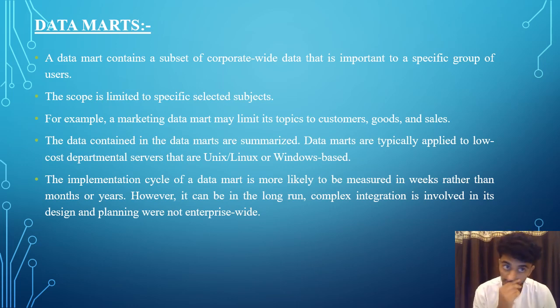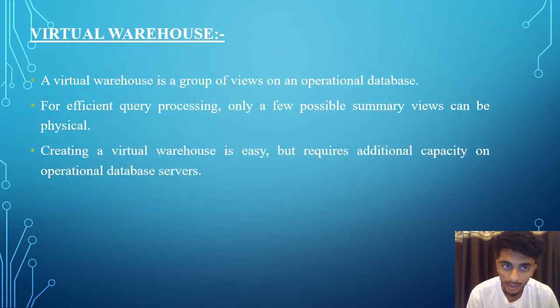There are three models, as you know: data mart, enterprise warehouse, and the other one, which you'll see in the next slide, the virtual warehouse. All these three models are very important. The data mart is basically used for a specific purpose, but virtual warehouse and enterprise warehouse are two different models which differ from the data mart. So let's see what a virtual warehouse basically does.